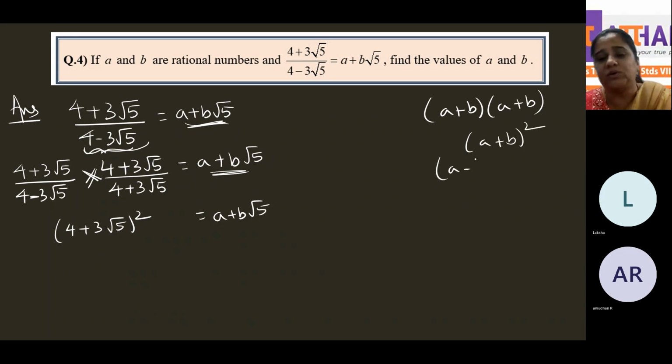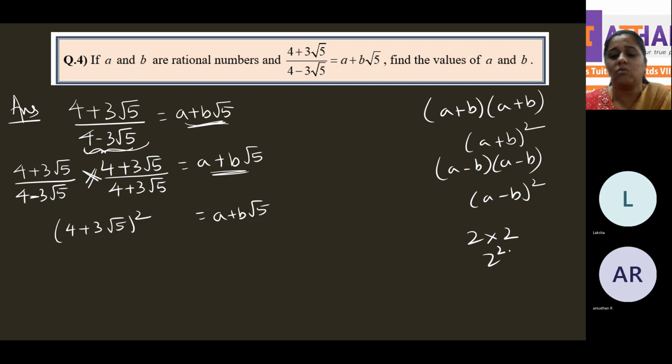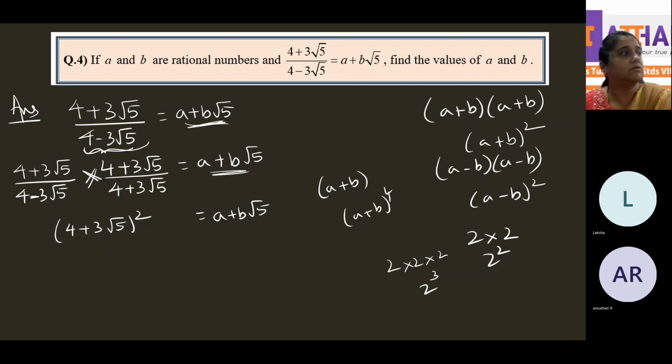A minus b into a minus b is a minus b the whole square. Same thing 2 times. What is 2 into 2? 2 square. What is 2 into 2 into 2? 2 cubed. Same thing you're multiplying 4 times, so a plus b into a plus b 4 times is a plus b to the power 4. You're multiplying the same thing 2 times, so power 2. Same thing 3 times, power 3. Same thing 10 times, power 10. So a plus b into a plus b 2 times is power 2. A minus b into a minus b, same thing, you're multiplying something with itself.